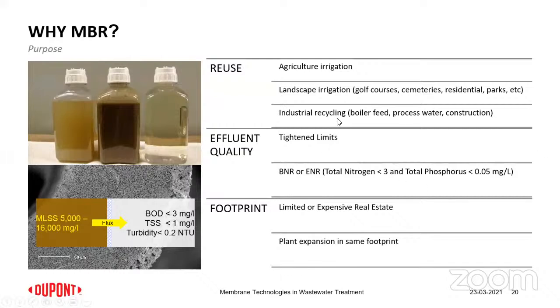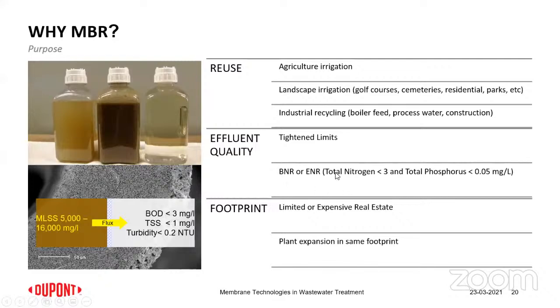It could be for irrigation, landscaping, or industrial reuse, like boiler feeds or process water. It could also be, in apartment complexes, for HVAC water treatment, or in office complexes. In the case of apartment complexes, office complexes or townships, it could be for the greens, the golf courses, the parks inside the facility. Effluent quality has been tightened.